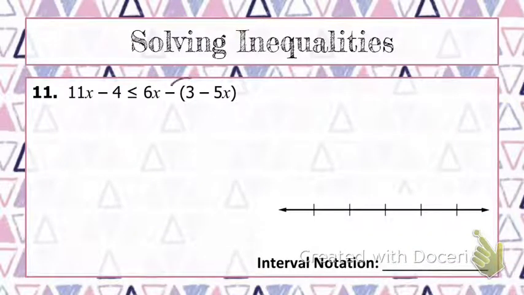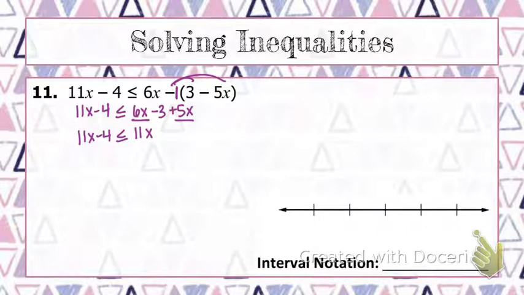Okay, we're going to distribute this. Remember, that's like a -1. So we have 11x minus 4 is less than or equal to 6x minus 3 plus 5x. Then we want to combine like terms on each side. 11x minus 4 is less than or equal to 11x minus 3.